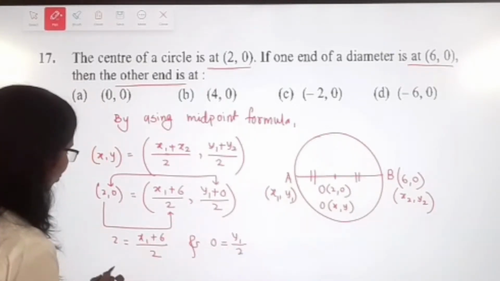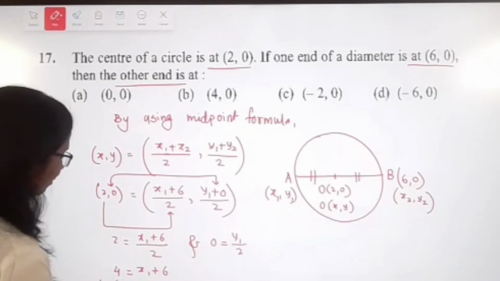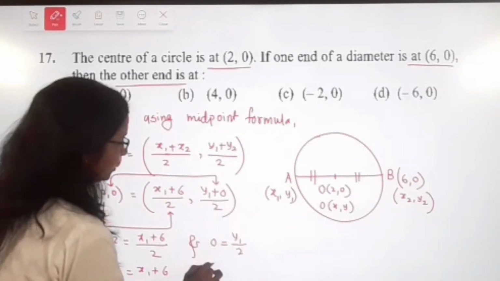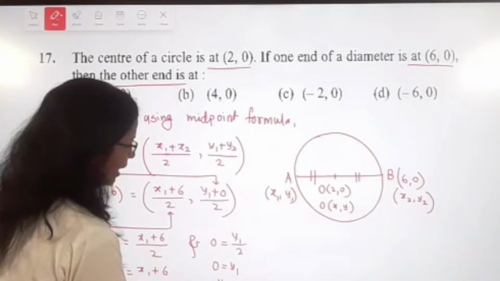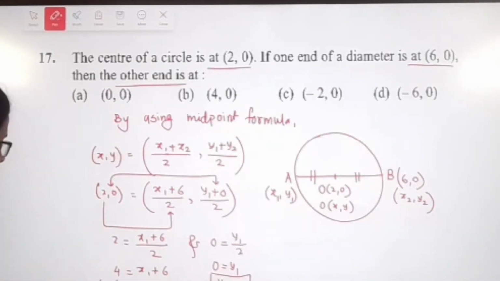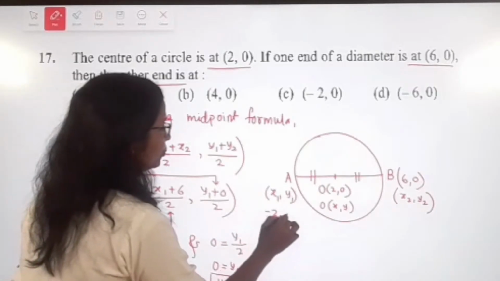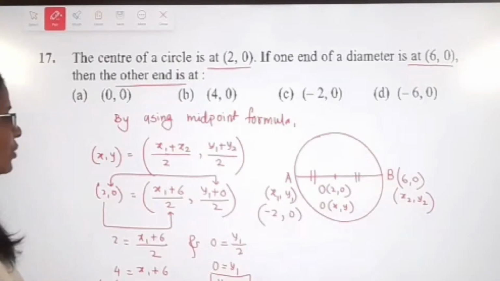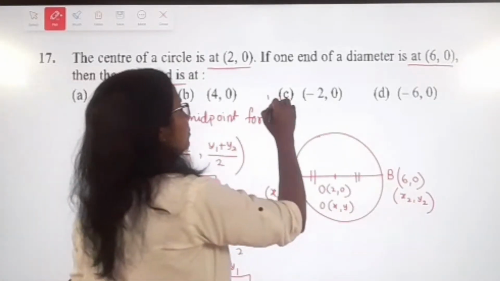Okay, so now by cross multiplication, 2 twos are 4, equal to x1 plus 6. So 4 minus 6 is equal to x1. So minus 2 is equal to x1. That means x1 is equal to minus 2. Now 0 is equal to y1, that means y1 is equal to 0. So the coordinates are (-2, 0). These are the coordinates. So see here, the correct option is C, (-2, 0).